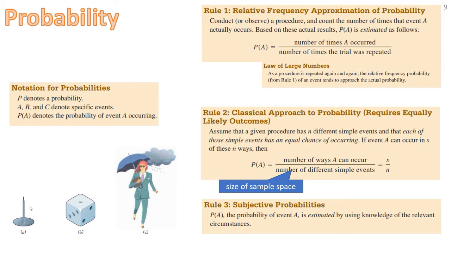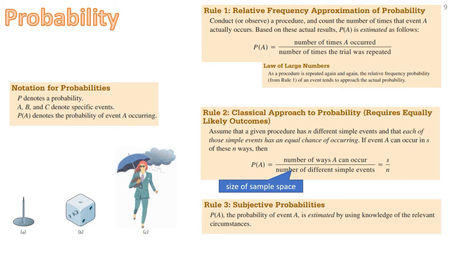So what you need to do is toss this thumbtack several times, the more the better, and record how many times it lands this way. The law of large numbers is telling us that the more you carry out this trial, the closer to the real probability you're going to get.